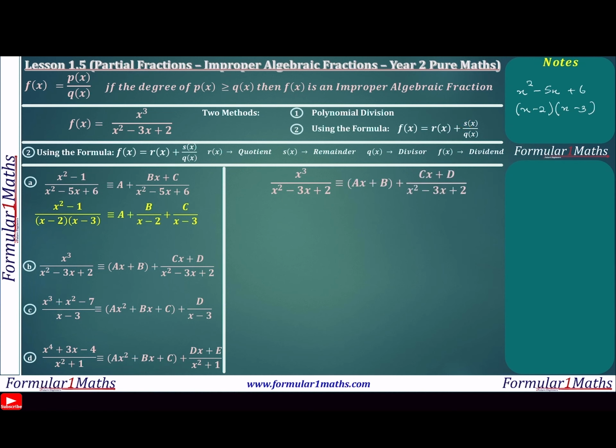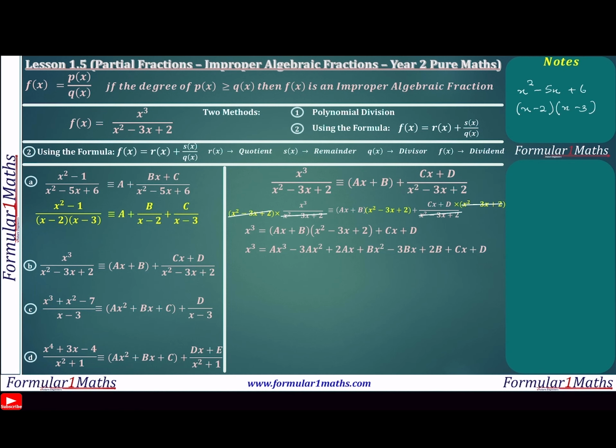So we can now go and multiply all the three terms, this one, this one, and that, by the denominator of the left-hand side. So if I do that, I'm going to get that. And as you can see, this will cancel that, and this will cancel that. So if I do my calculations, I'm going to end up with this. x cubed on the left-hand side, and then (ax plus b) times (x squared minus 3x plus 2) plus (cx plus d) on the right-hand side. Then I'll expand the right-hand side to get the following, and then I'm going to collect like terms.